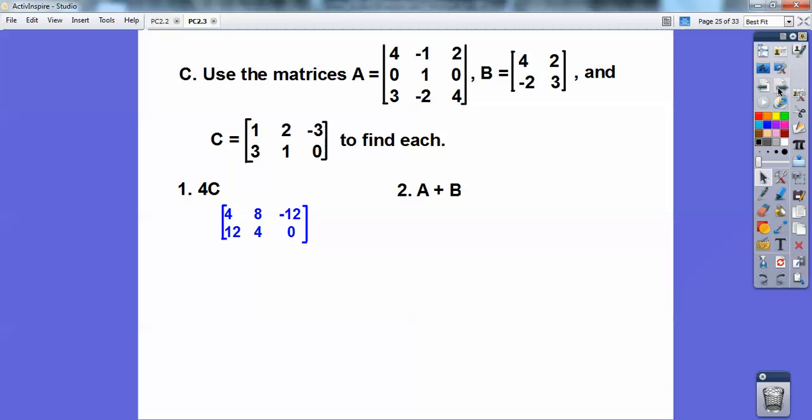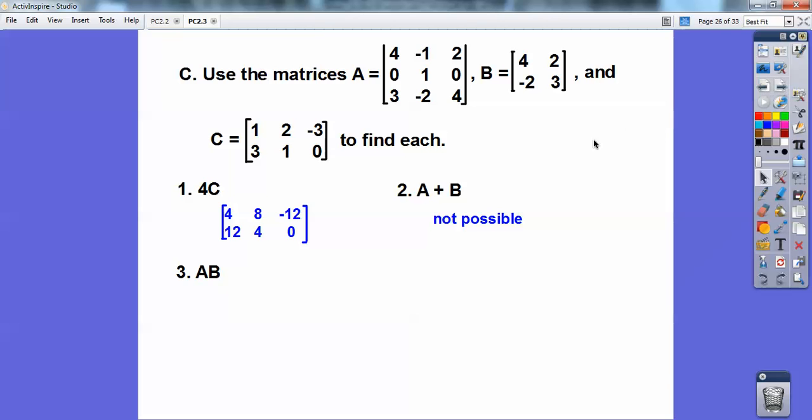Okay, how about a plus b? For a plus b, I would need to have the same number of columns and rows to add them. And I can't do that because I'd have to add 4 plus 4, and then the middle one plus the, well, there's no middle one here, so this one's not possible. I can't add those.